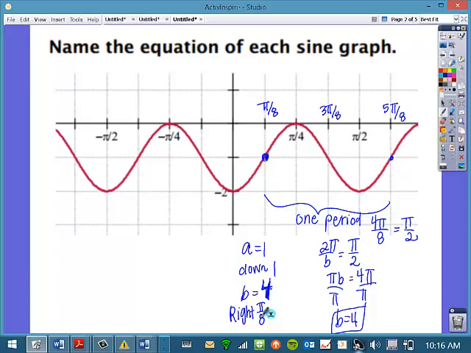So now I'm going to take that information and write an equation. y equals 1 sine, b is 4. In parentheses x, I'm going right, so that's x minus pi over 8, and then I went down 1, so subtract 1.